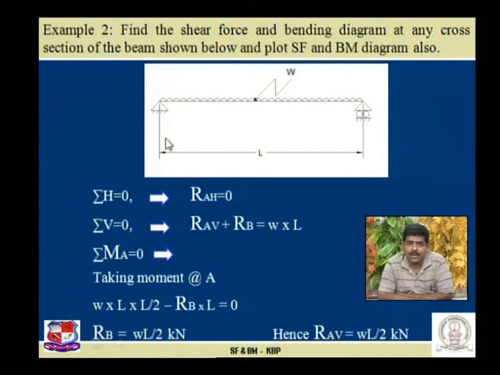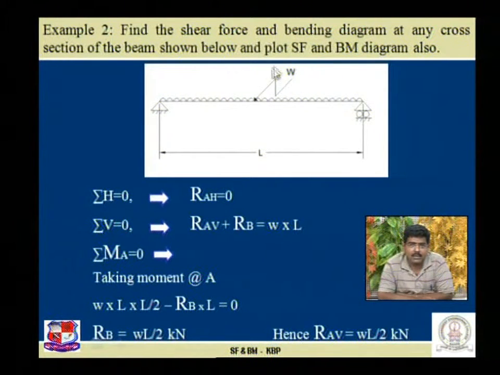Now the third equilibrium condition, sigma MA or sigma MB is equal to 0. Let us take sigma MA is equal to 0: the summation of all the moments of forces acting at point A is equal to 0. So the moment because of RAH and RAV is 0.